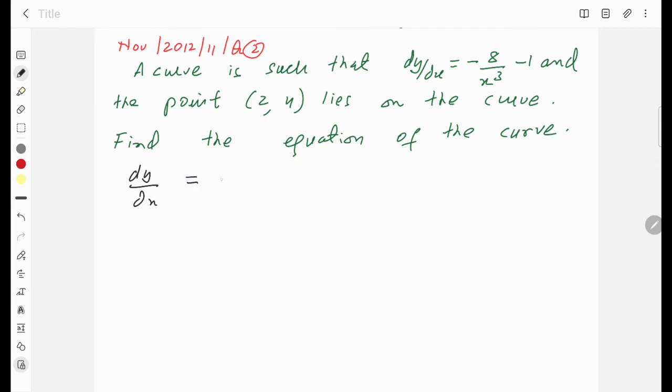Your dy by dx is minus 8. Let me simplify it and write x power minus 3. So this is your dy by dx. You have to find, first of all, the equation of the curve. So you have to get rid of d over dx. Since integration is reverse of differentiation, clearly you have to integrate both sides.